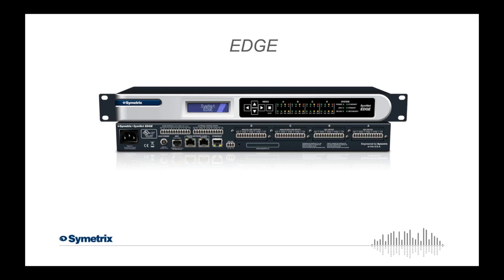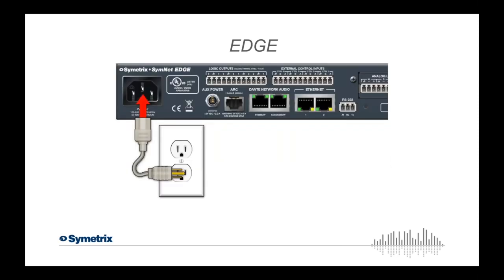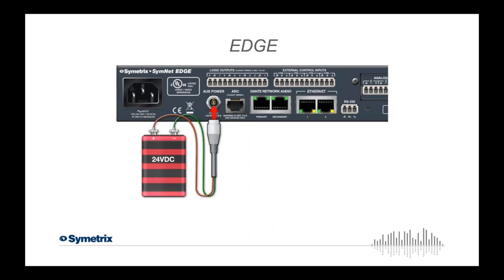One other thing that the Edge does that none of the other units can do is that it has the optional power supply redundancy. So in a mission critical environment like a hospital or something where power supply redundancy is necessary, then the Edge processor would be the option.